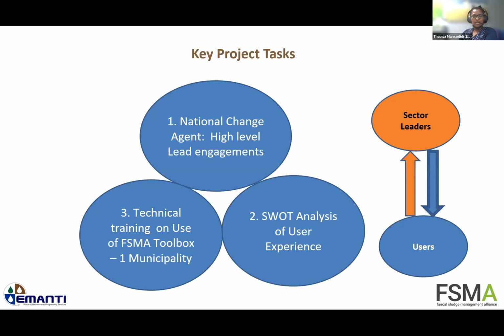The key tasks of the project, briefly, were high-level engagements, and then technical training with the municipality. Unfortunately, that training, which I will talk about later, did not only include one municipality. We took it on a wide range to get as many people as possible to have an idea of what the FSM Toolbox has and what benefits they can get. And then we also had to look at the user interface and user experience.